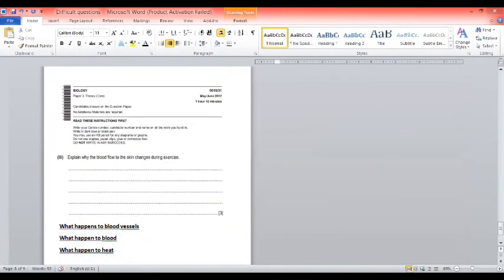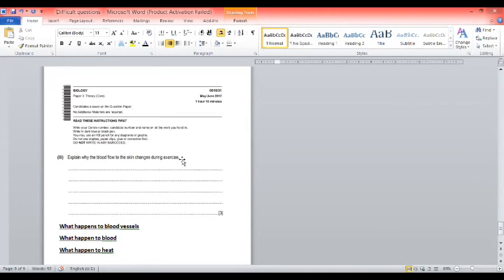The last question that we are going to discuss is from paper 3, May, June 2017. Some of you sent me that this is a difficult question. This question is asking you to explain why the blood flow to the skin changes during exercise. So this question is asking you to write what do you know about the skin and what happens to the skin blood flow when you are exercising.